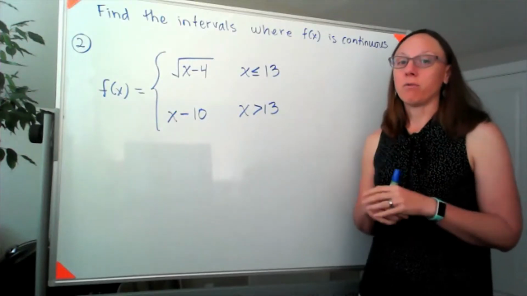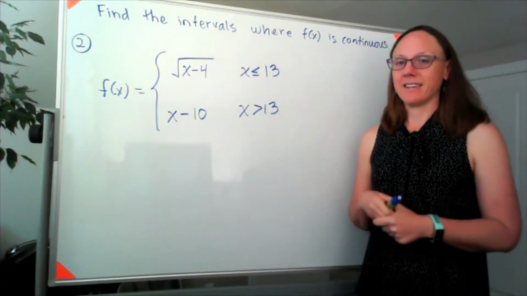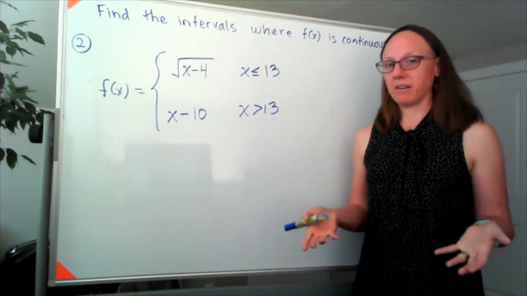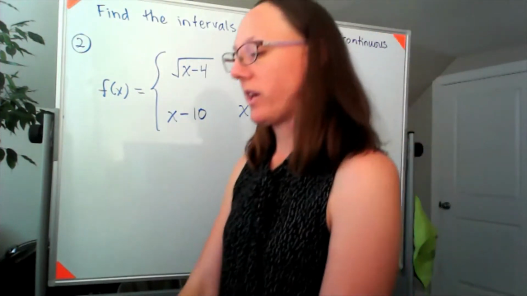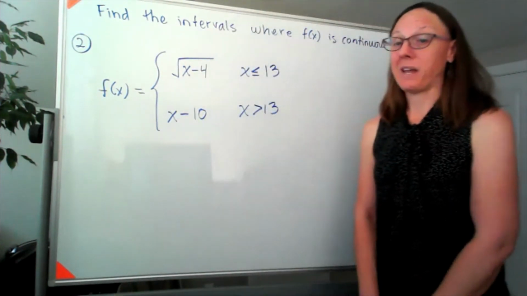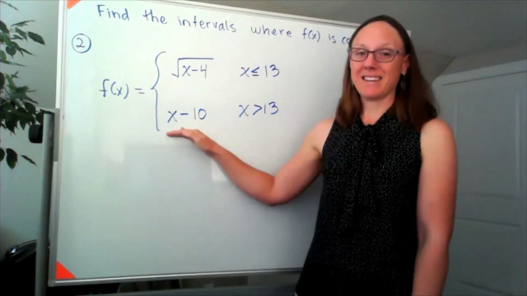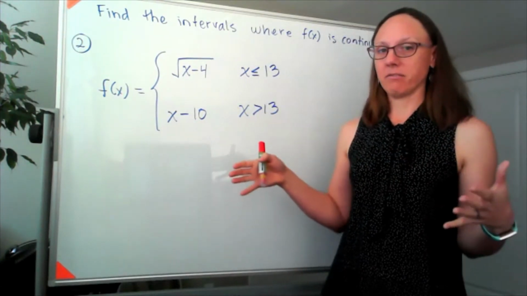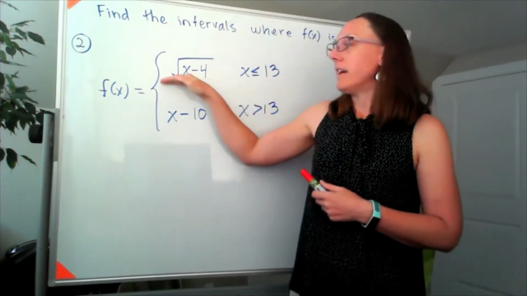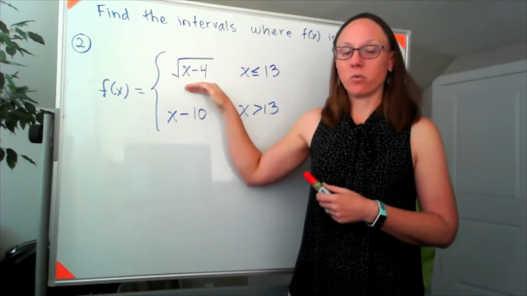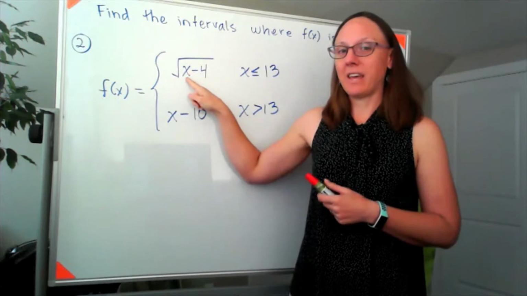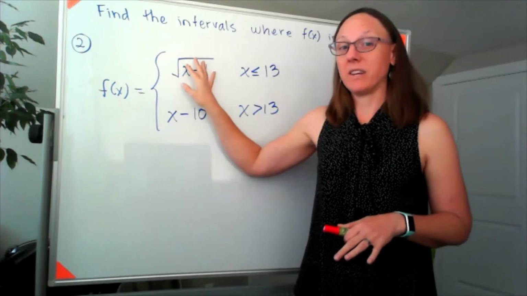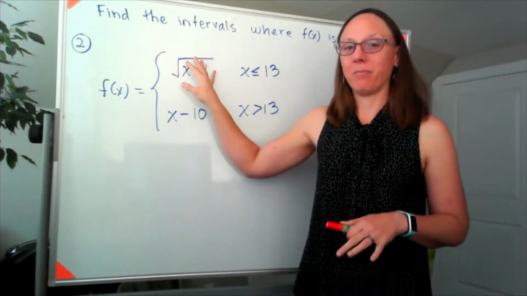So if I'm looking for the intervals where the function is continuous, the first thing that I need to know is what's the domain of the function. So here, thinking about the domain, x minus 10 is a line, which means the domain is negative infinity to positive infinity. Here, the square root of x minus 4, I can't plug in a value of x that's less than 4 because we get a square root of a negative number.